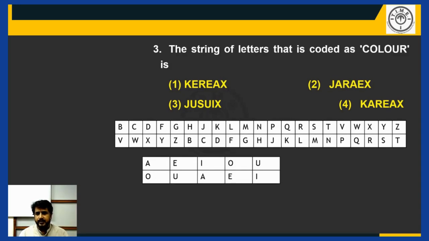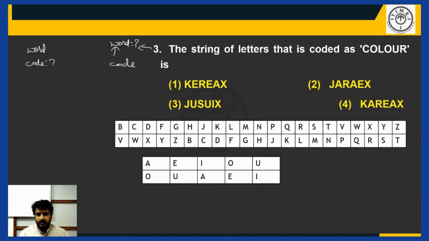The string of letters that is coded as color. అంటే మనకి ఏమి ఇచ్చారు? వర్డ్ కోడ్ ఇచ్చారు. ఇంతకుముందు క్వశ్చన్స్లో ఏమి ఇచ్చారు? వర్డ్ ఈజ్ గివెన్ అండ్ దే ఆస్క్ us to find the code. But in this question, code is given and they are asking us to find the word. So we need to find it in a reverse approach, decoding.